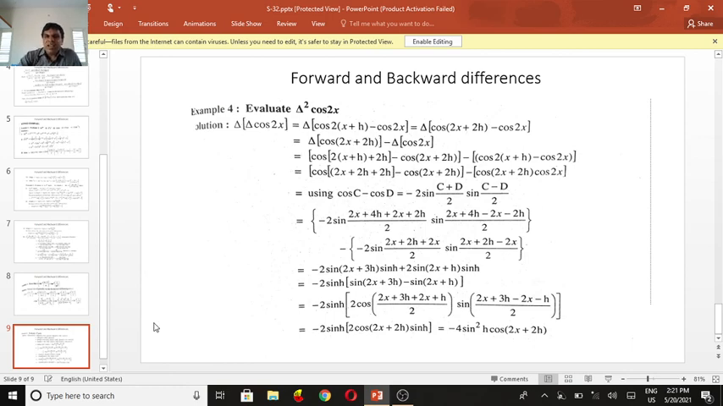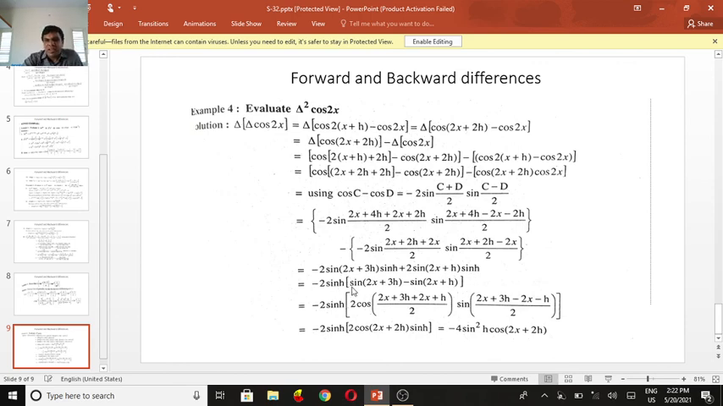We are simplifying here. We get minus 2 times sin of (4x plus 6h) divided by 2, which is sin of (2x plus 3h), into sin of (2x minus 2x cancelled, 4h minus 2h gives 2h) by 2, that is sin h. Again minus of minus gives plus: sin of (4x plus 2h) by 2, which is sin of (2x plus h), into sin h. So we get minus 2 sin of (2x plus 3h) sin h plus 2 sin of (2x plus h) into sin h.